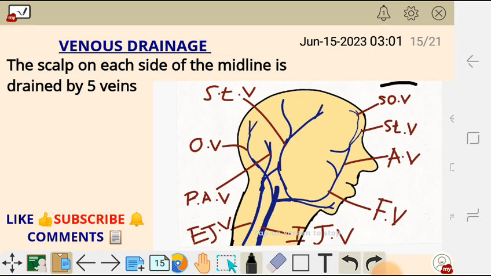Okay, so the supraorbital vein will join the supratrochlear vein and form what we call the angular vein. Then the angular vein, we are going to have a nasal vein coming from the nose, joining it, and from there it is going to form the facial vein. Facial vein is going to drain into what we call the internal jugular vein. That internal jugular vein there.